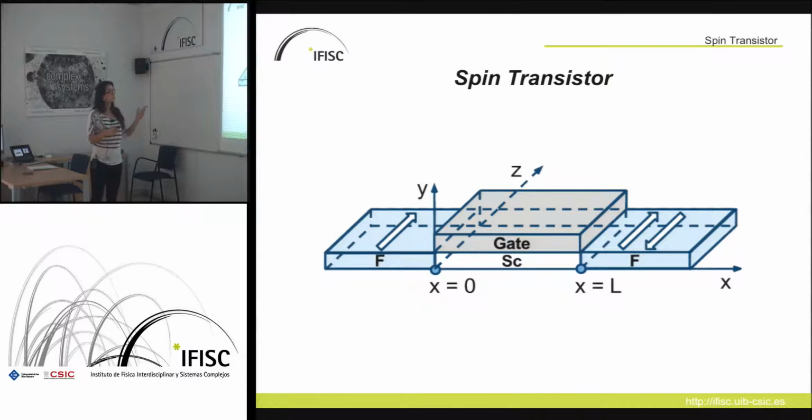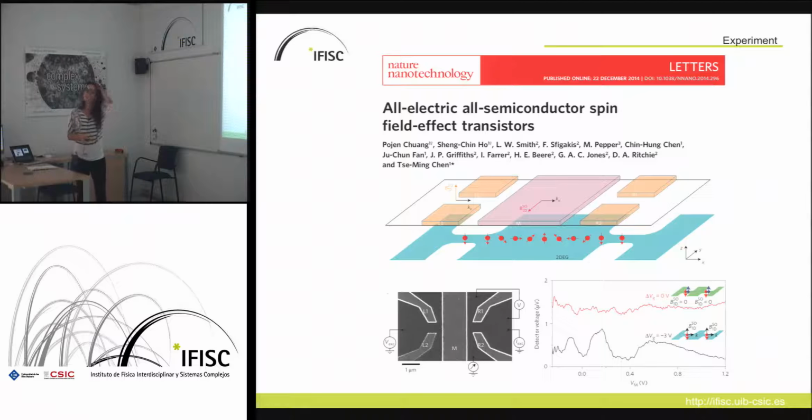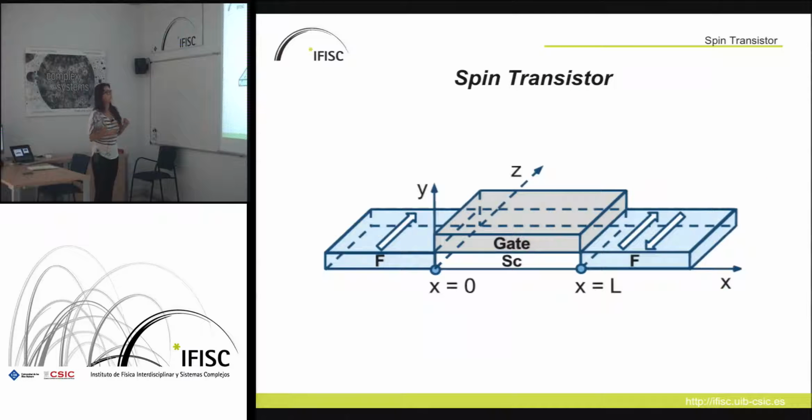Although spin precession has been detected in this kind of junction, in semiconductor-ferromagnetic junctions, the spin injection efficiency tends to be low when we have a junction between these dissimilar materials. A good alternative to solve this problem has been proposed by the experimental group of Chuang et al. I'm sorry, I haven't said that here: the ferromagnetic terminals normally inject and detect spin-polarized currents.